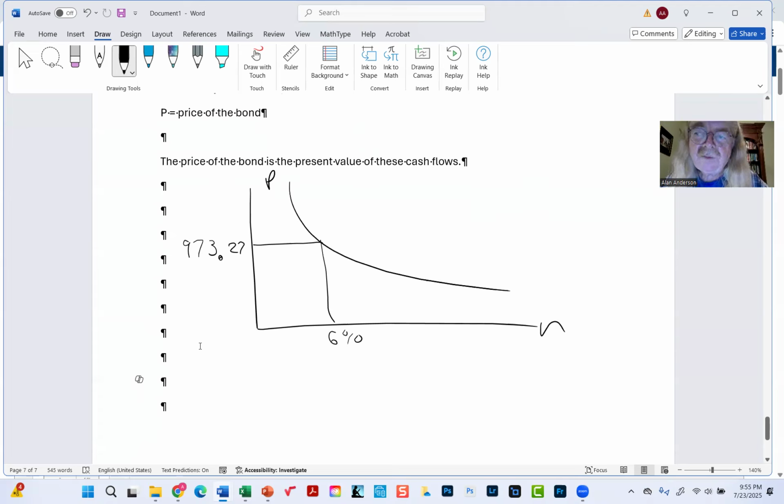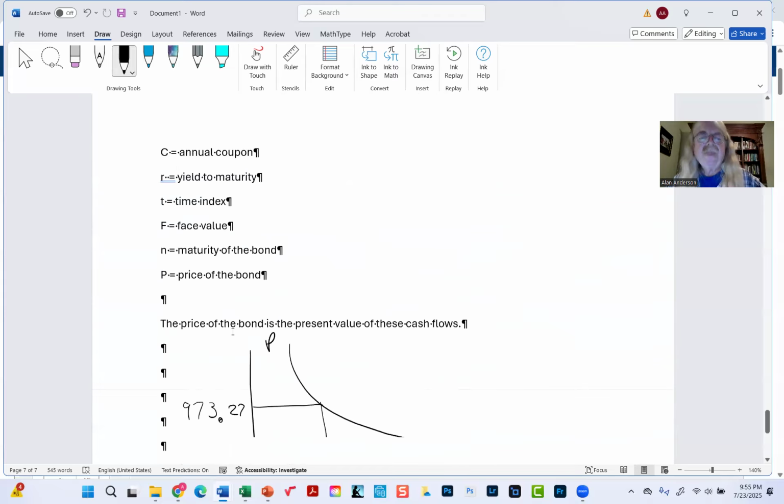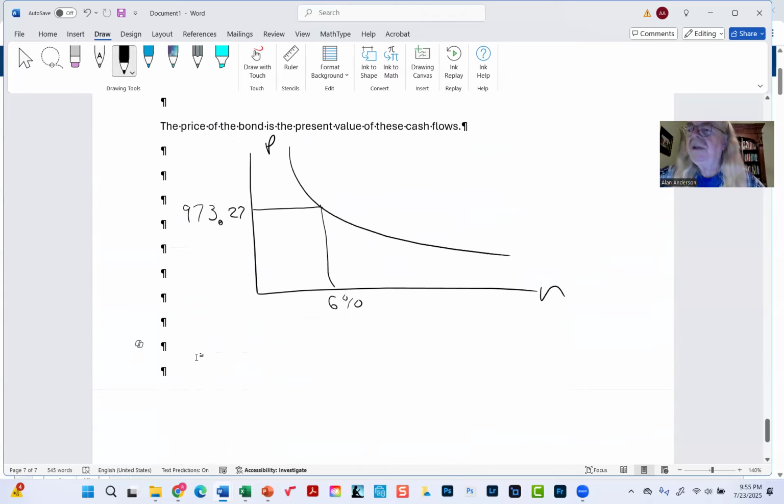So in principle, I should be able to figure out the yield from the market price. Although we saw in one of the earlier sessions that it's not possible to mathematically invert this price yield curve. Instead, we have to use numerical methods to do that. But the bottom line here is that the price in the marketplace is 973.27.